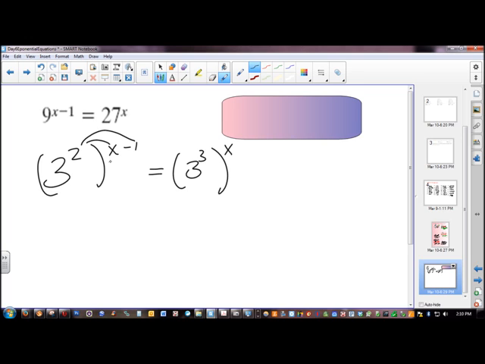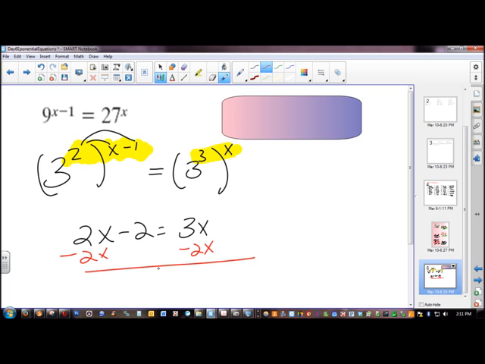Again, don't forget to distribute that. I get 2x minus 2 is equal to 3x. What am I doing there? I'm just setting those two exponents equal. That's a multiplication. That's a multiplication. That's what gives rise to my equation that I'll solve here. When I solve it, I'm going to subtract 2x from both sides. That'll leave me a negative 2 is equal to x, and I'll be done with that problem.